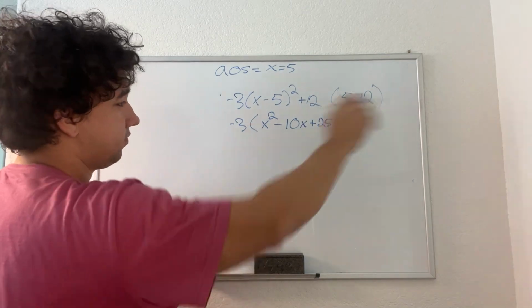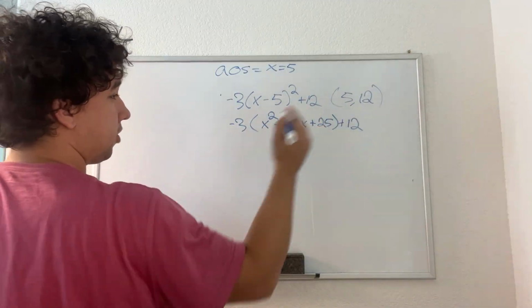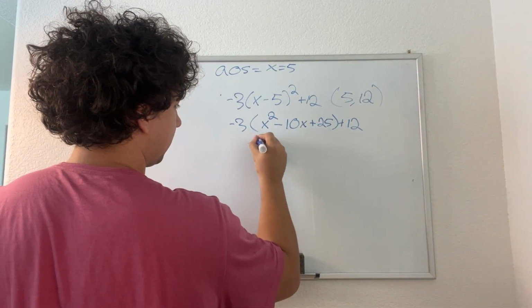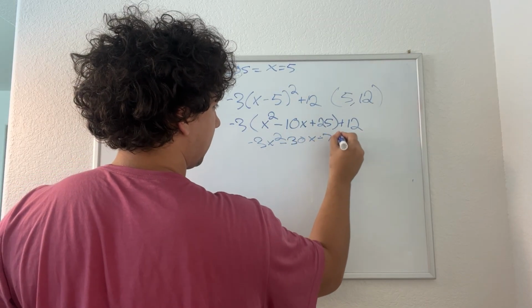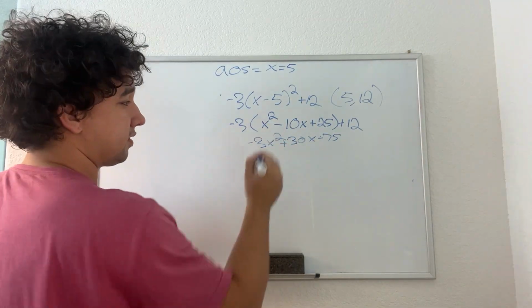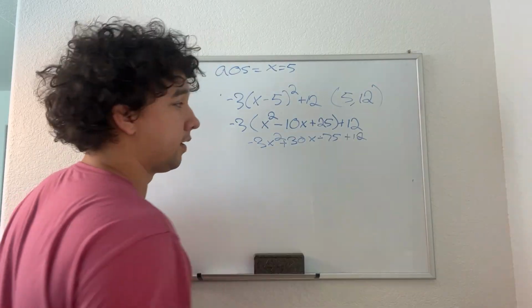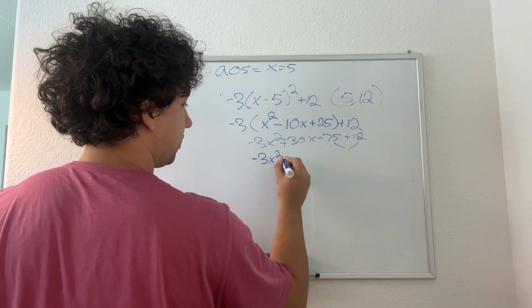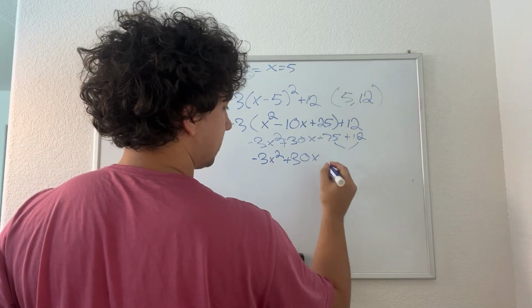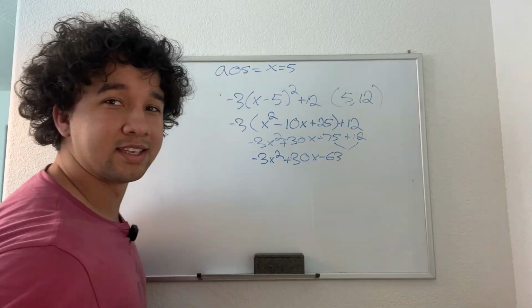From here, just simplify. I'm gonna multiply everything times -3, so -3x squared minus 30x minus 75. Actually, it's gonna be plus 30x because negative times a negative is a positive, plus 12. And then final thing here, I'm gonna combine like terms here, -3x squared plus 30x, and in this case, minus 63. And that's it for the first question.